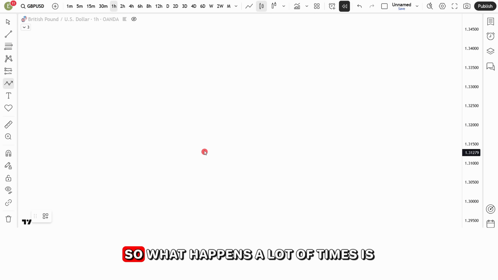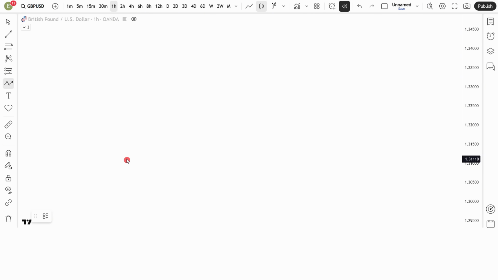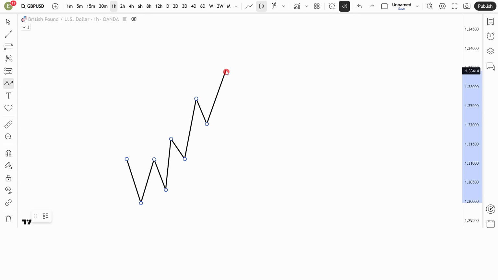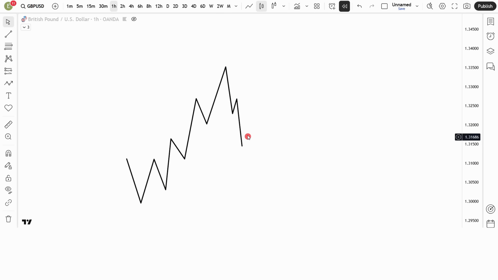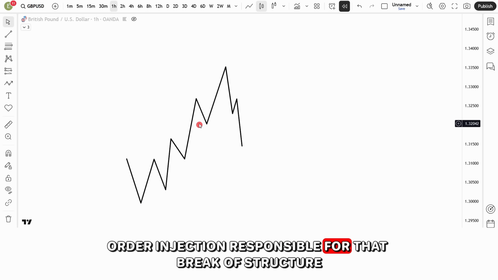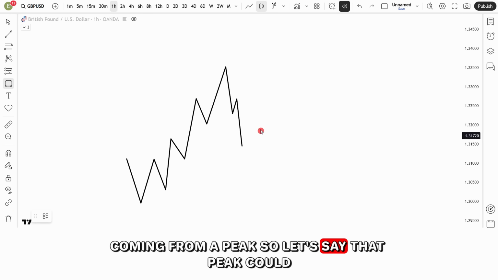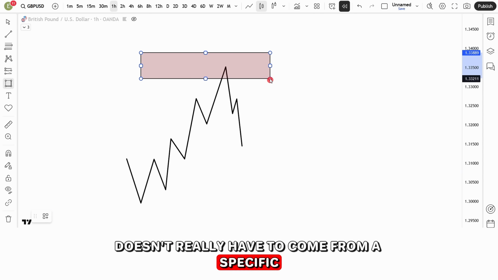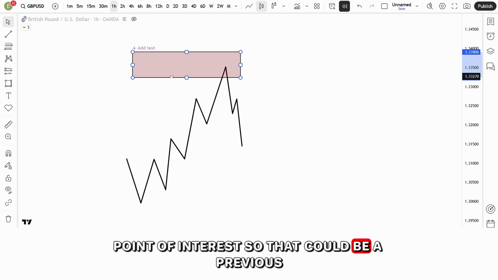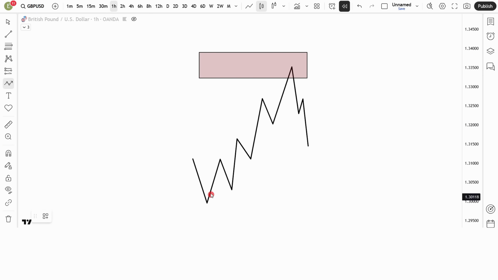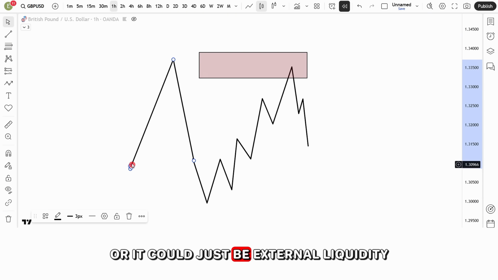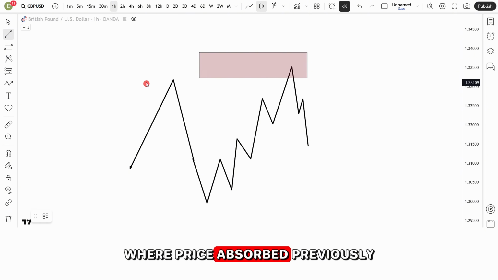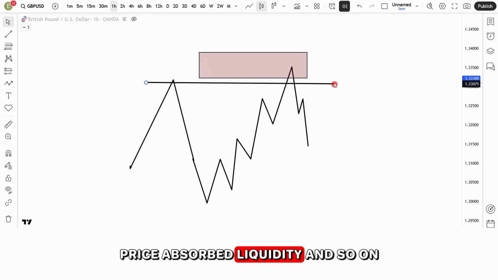structure. So what happens a lot of times is, let's say you have a low, price makes that major low, and then as price makes the high, what you would have is order injection responsible for that break of structure coming from a peak. So let's say that peak doesn't really have to come from a specific point of interest. So that could be a previous order block, a previous macro order block, or it could just be external liquidity where price absorbed liquidity and so on.